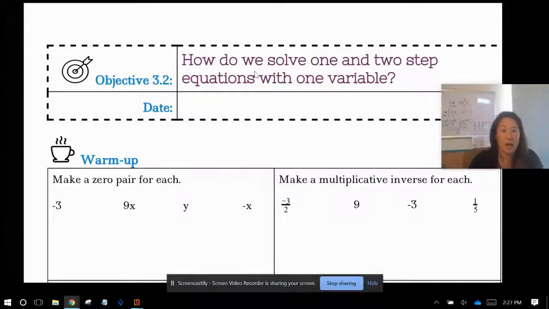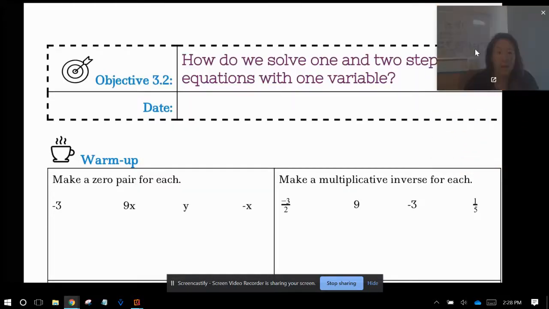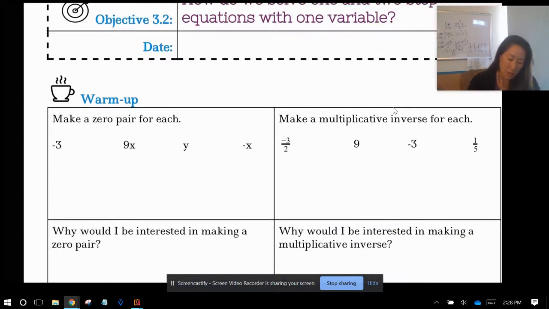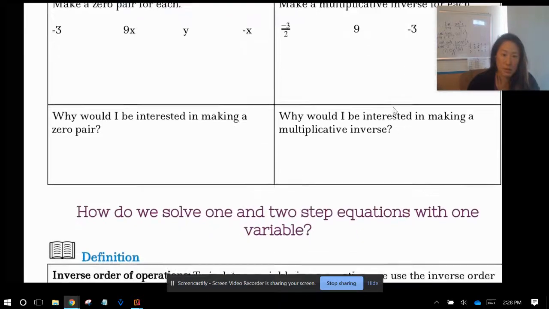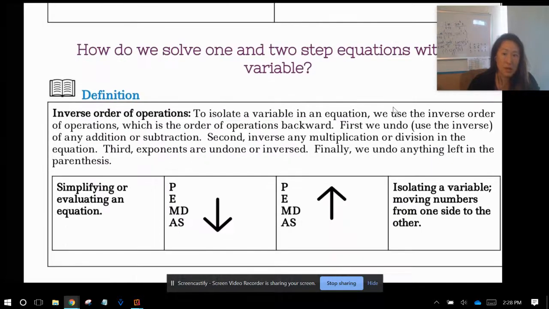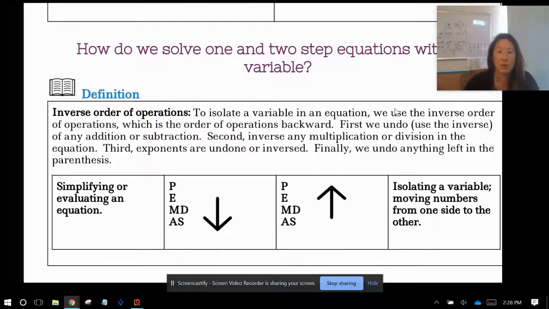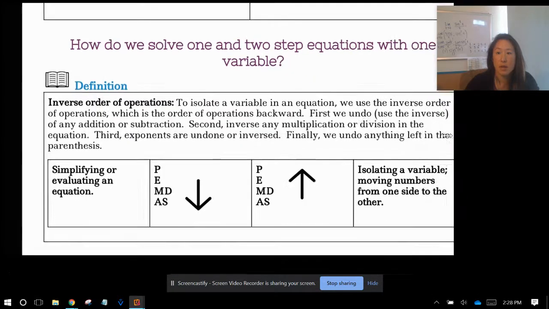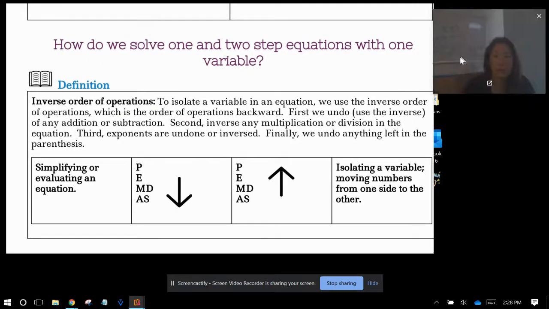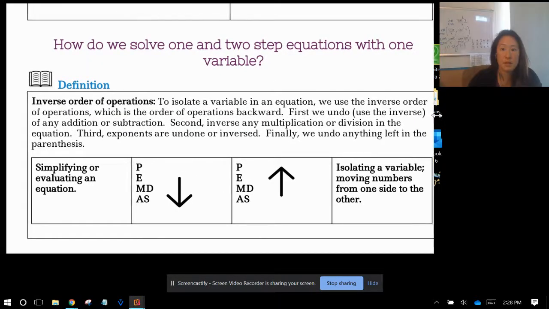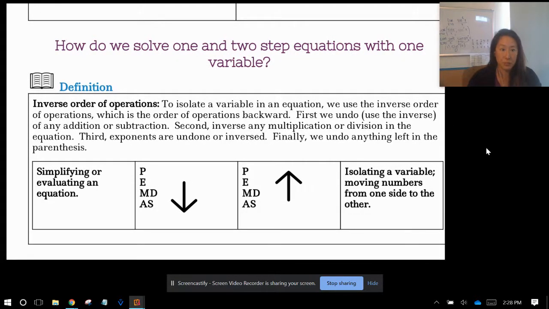Okay, we're looking at how do we solve one and two-step equations in one variable. All right, so to make a zero pair, we're going to do those in class. Okay, so some of the definitions we have for one and two-step equations is, let me readjust my screen.